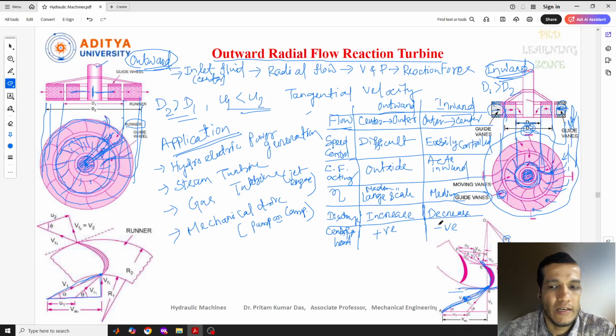By seeing these diagrams, this is our velocity triangle, with inlet condition and outlet condition. And this is also a velocity triangle, this one for the outward radial flow turbine, and this one for the inward radial flow turbine. You can see the difference. And these are the flow directions as I told you, and here also you can see this one.